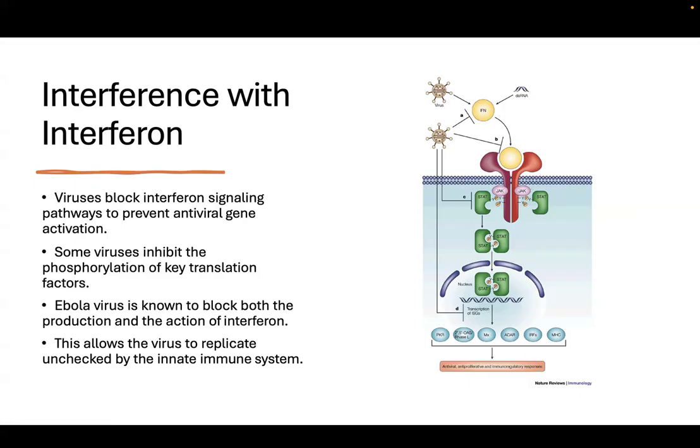So now we don't have these cytokines that are alerting us, that are telling our nucleated cells, hey, start doing antigen presentation. We need viral antigens to be presented on MHC1. Or, hey, we need our immune system to start producing CD8 T cells. So that's what viruses can do. They can stop this. And Ebola virus is very well known to do that. It blocks both the production and the action of interferon, so it's able to stop the production of interferon, but also the signaling.